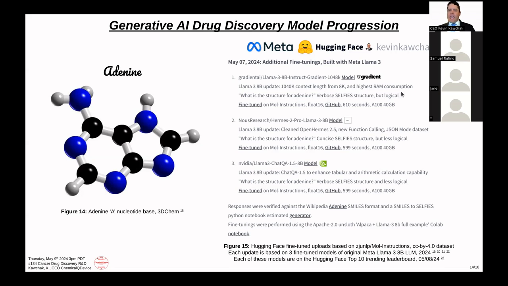It tended to have this verbose SELFIES structure, which means I think this is 5 carbons, 5 nitrogens there. And it just went on and on, but it maintained the structure of SELFIES, these C's, CC double bonds, CO double bonds, and it looked correct, but it was hallucinating.